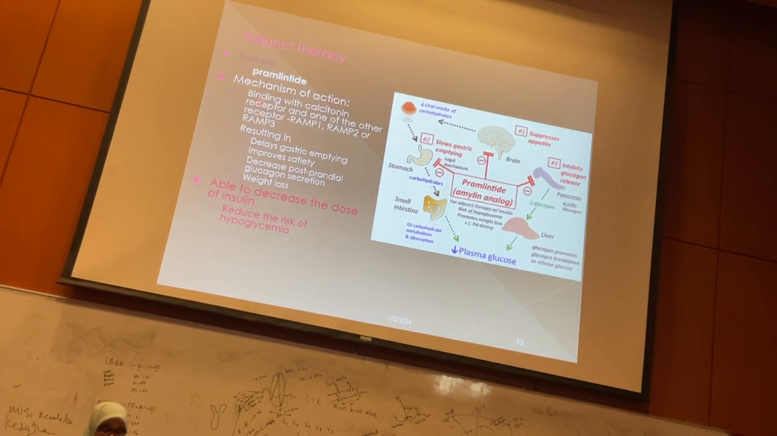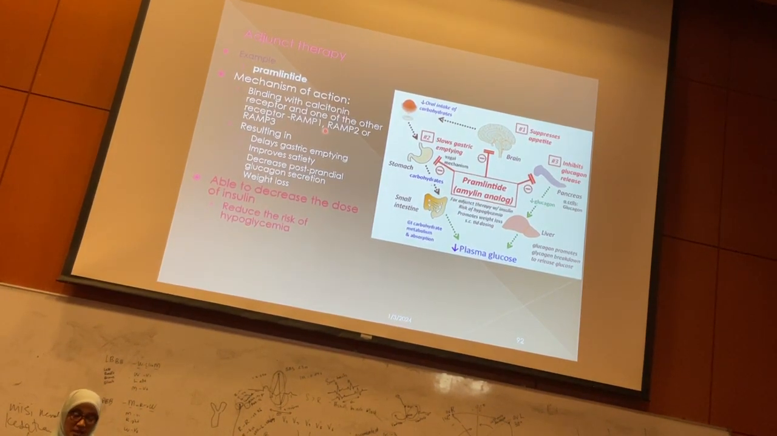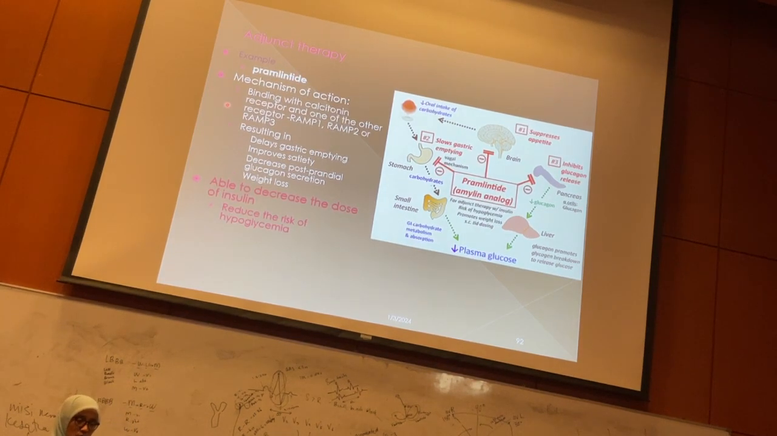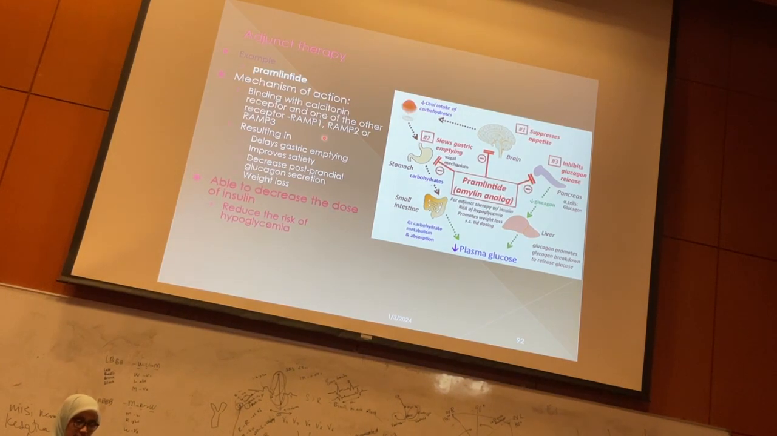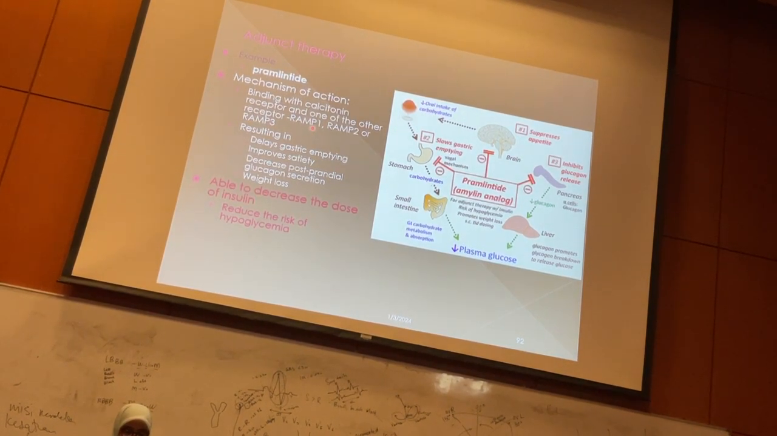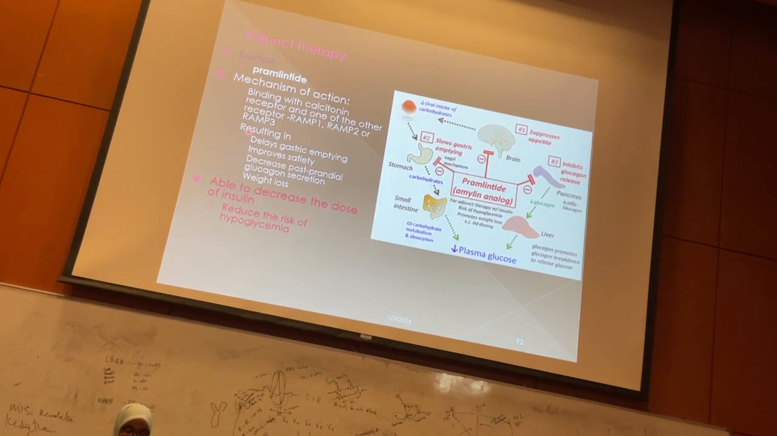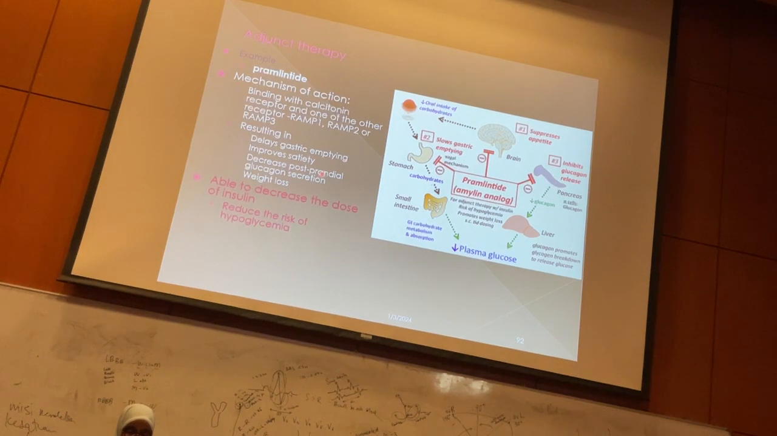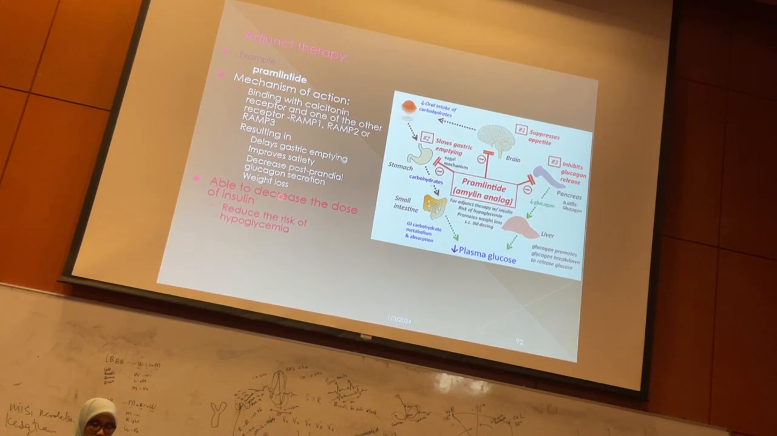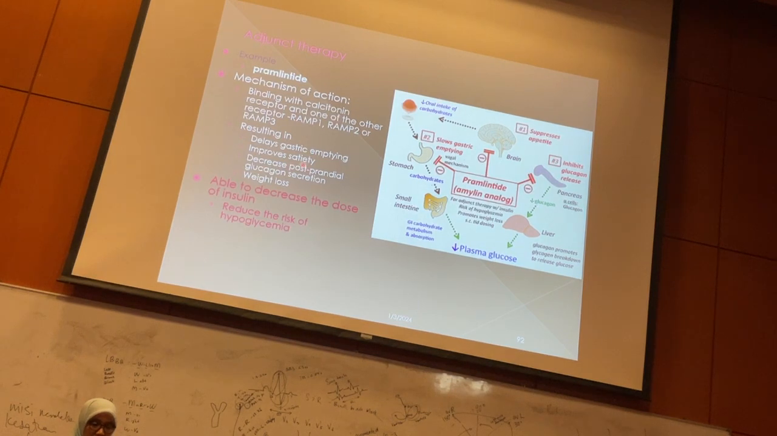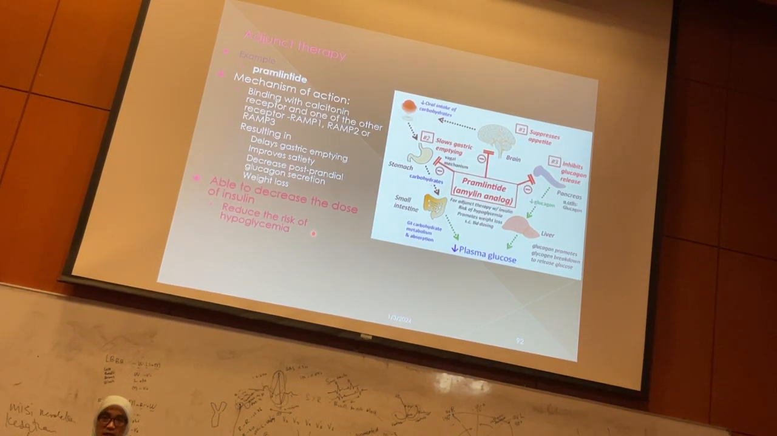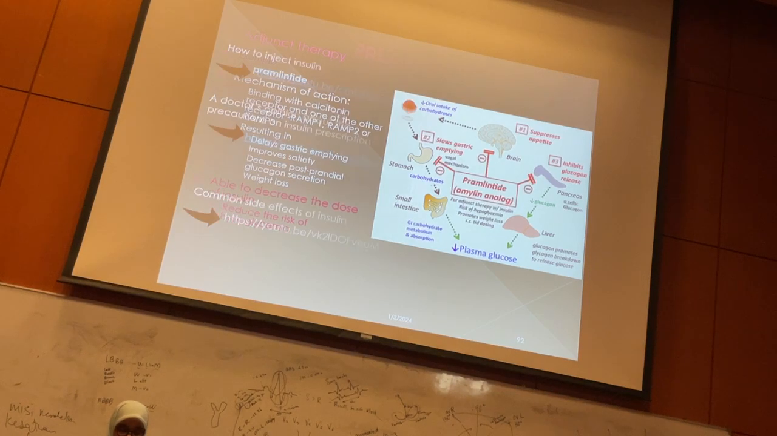Okay, so amylin ni bukan untuk ganti insulin, tapi dia adalah adjunct therapy to insulin. Okay, so how does it act? It binds with calcitonin receptor and one of the receptors known as RAMP1, RAMP2 or RAMP3, resulting in delayed gastric emptying, improved satiety, decreased postprandial glucagon secretion, and causing weight loss. So pramlintide is able to decrease the dose of insulin. Okay, tapi dia tak boleh ganti insulin. Okay, so this is adjunct.